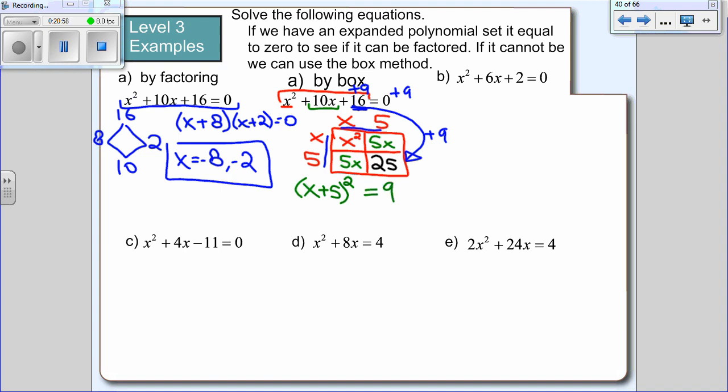What you're doing is you're creating a level 2 problem. You now have something squared equals a number. That's what the box method's doing for you. It's creating level 2 problems. If you square root both sides, you get x plus 5 equals positive or negative 3. If you subtract 5 from both sides, you get x equals negative 8 or negative 2, which is the exact same solution we got when we factored.